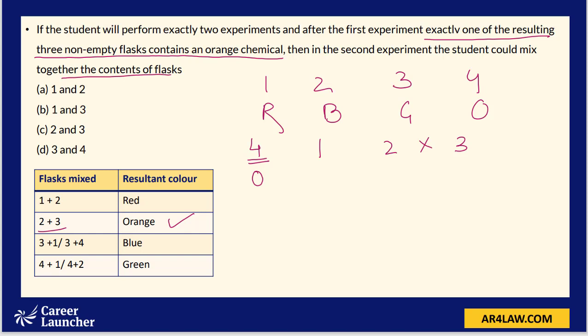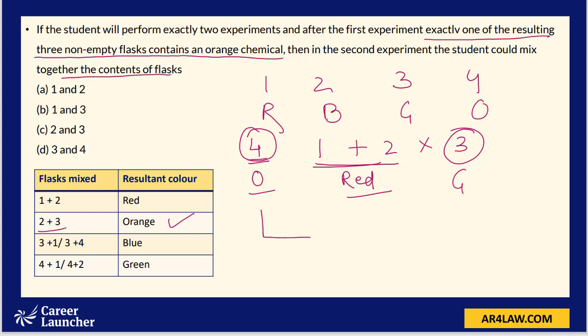So what you would do is mix 1 and 2. When you mix 1 and 2, you would get red. So you're mixing 1 and 2, keeping 3 intact and keeping 4 intact. After the first set of experiments, you have orange in one flask, red in one flask, and 3 already had green. So in the second experiment, you would be mixing 3 and 4.